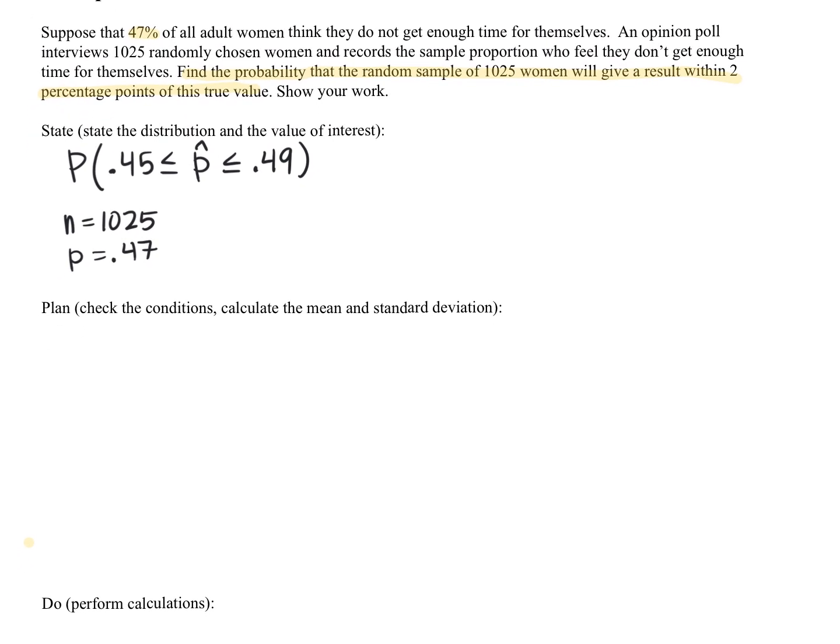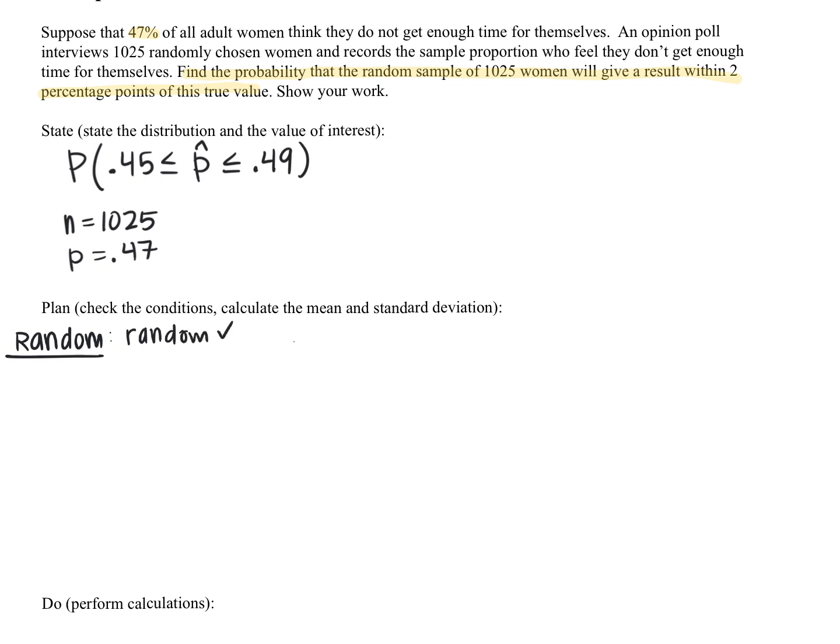Now, typically from here, we would go straight into the calculation part. But now we have to check our conditions. We have to do what's called the plan stage. So the first condition I'm going to check is that we are meeting the random condition. As long as our conditions are met, we're going to calculate our mean and standard deviation. So for random, I have to make sure that somewhere in the problem it states that my data was collected using an SRS or random. In this case, it mentions that women were surveyed randomly. So my random condition is met.